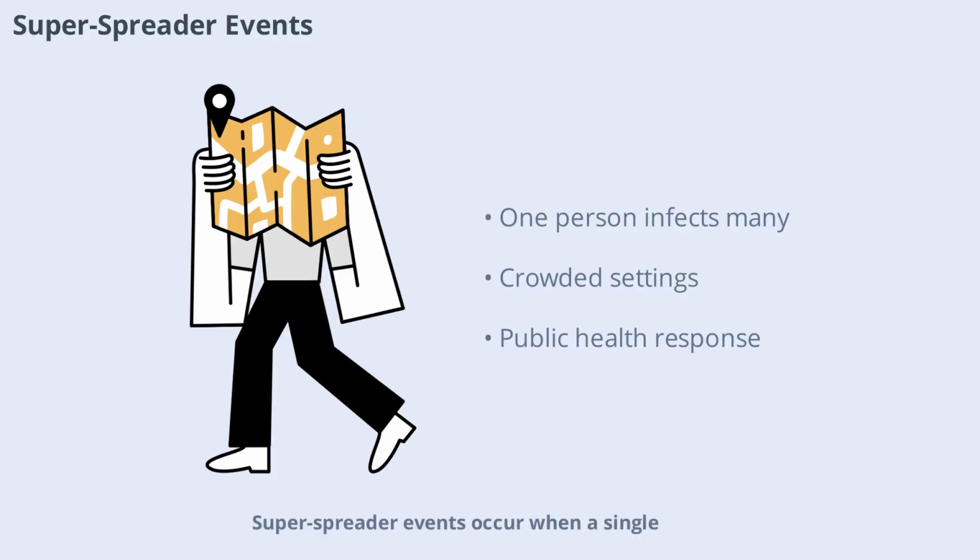Superspreader events occur when a single individual infects a large number of people, often in crowded settings. These events can rapidly accelerate outbreaks. Identifying and managing superspreader events is a key part of public health response.